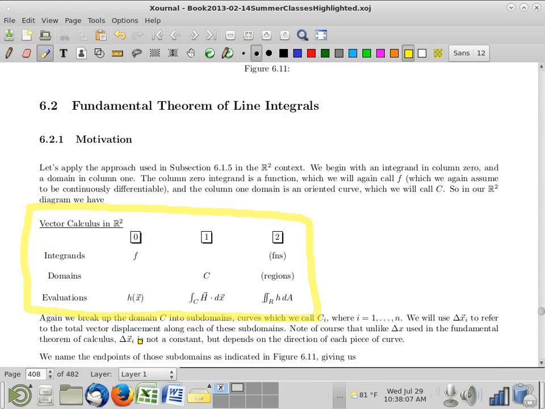Okay, I'm going to give you the first example here. This first one comes actually pretty easily with this idea in mind. It's called the fundamental theorem of line integrals. It's very much like the fundamental theorem of calculus, thus the name. But it is different. It's importantly different.